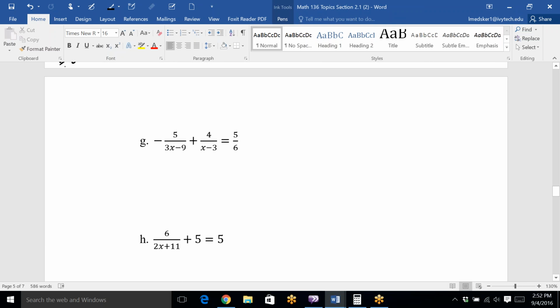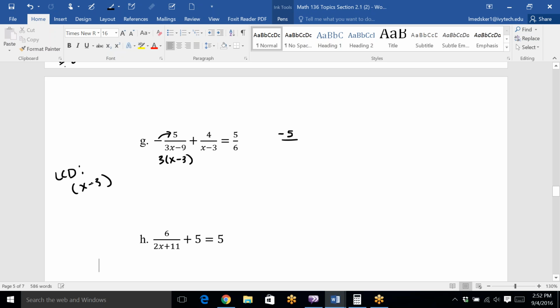Okay, let's look at G. I think I did this in one class but not in the other, so we'll just work through it. First thing I would do is move this -5 up top. That just makes life easier. To factor the bottom here, this would be 3 and x minus 3. So we definitely need, for our LCD, x minus 3.